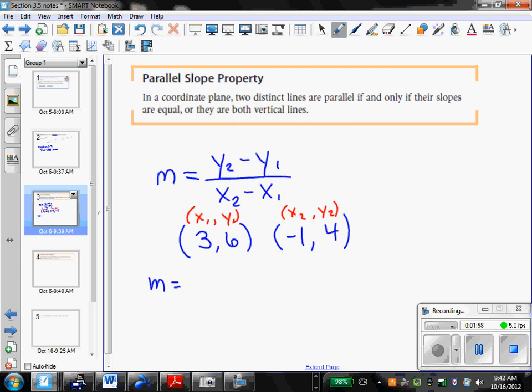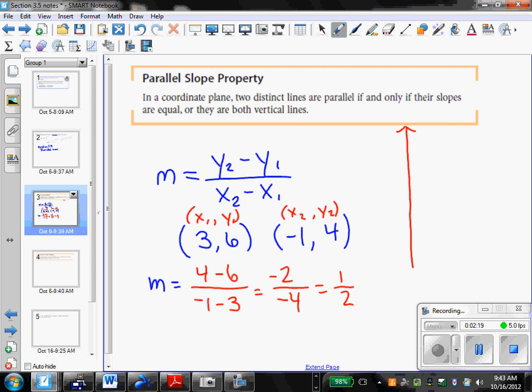So we just plug those values into our formula. So that's 4 minus 6 over negative 1 minus 3. So 4 minus 6 is negative 2 over negative 4. So the slope between those 2 points is a half.